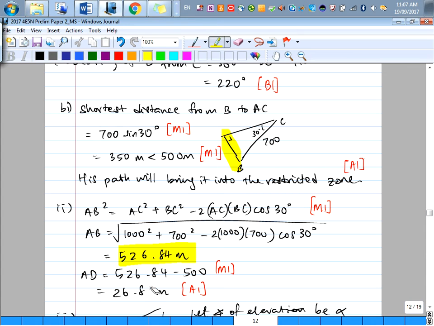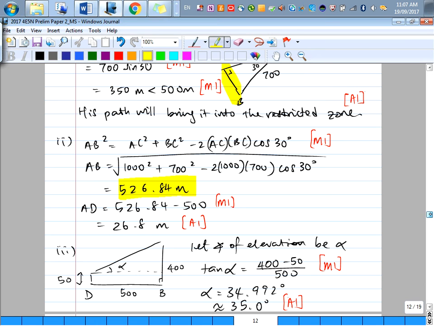Yes. Why? Yeah, because 3SF lah. Okay. Oh, you also put 4SF. You mean like this?